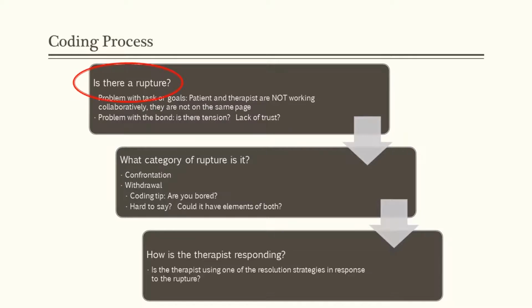So even if you see things in that segment that could fit on a surface level the descriptions of some of the markers, if it's not a rupture, then we don't code. So start with, is there a rupture? Only if you've determined that there is a rupture, there's some problem in the working relationship between these two people, they're not collaborating on the work of therapy, then you move on to what category of rupture is it?